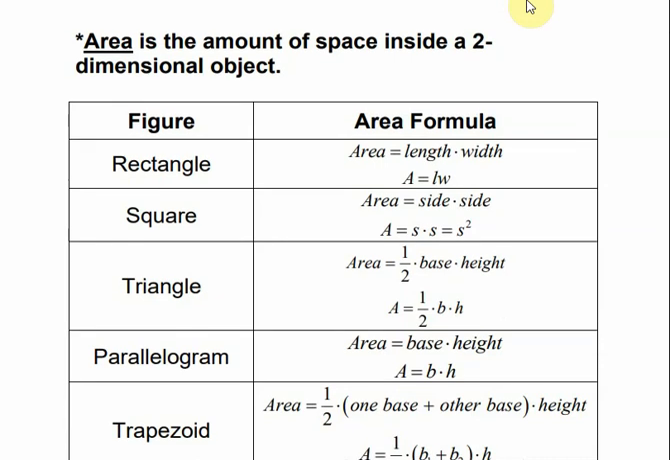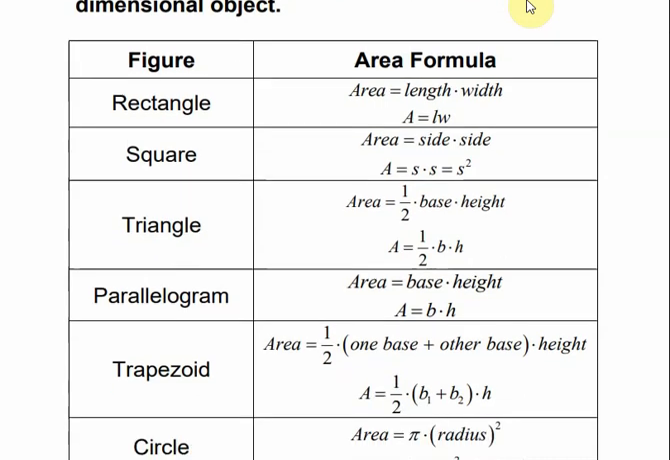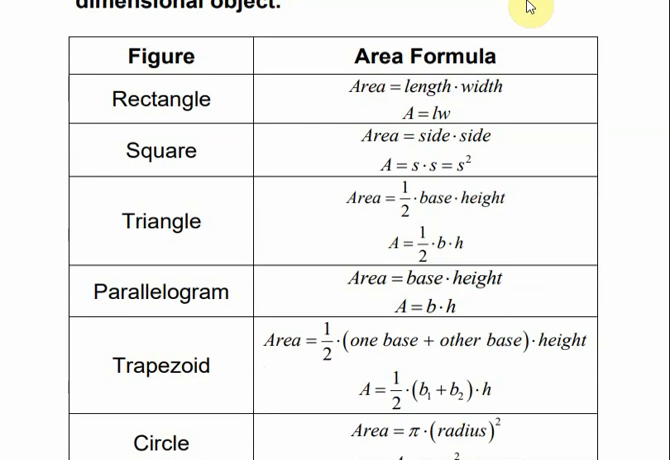For area, area is the amount of space in a two-dimensional object. For example, if you were going to find the area of a room or the floor, then you would multiply the length times the width. It's not the distance around. You wouldn't measure the baseboards around the room. It would be the length of the room times the width of the room to find the area of your floor. And the same thing for your wall.